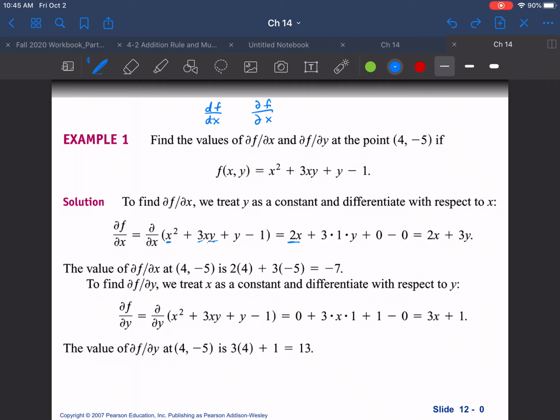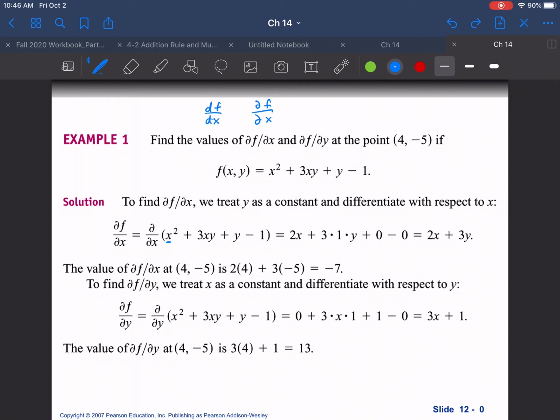And then here, derivative of y, well, we're treating it as a constant, so it becomes 0 right there, right? So this derivative becomes 0, and then this constant also becomes 0. Okay, so those are our partial derivatives right there. Don't get all those little marks all over. And then you just get 2x plus 3y for the partial derivative with respect to x.